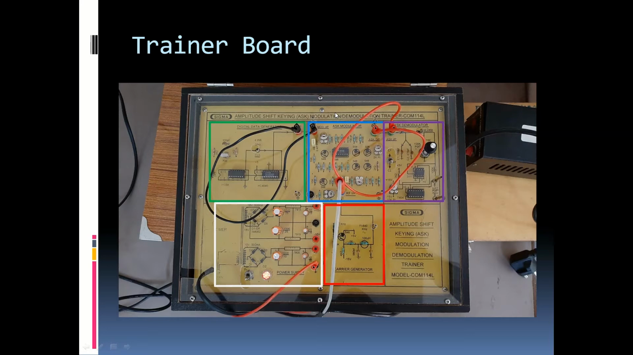Also, if we look at the other block, which is the carrier generator, it's a transistorized circuit which generates radio frequency in the range of 500 to 1000 kilohertz. It has been written 640 kilohertz, but it is possible to adjust it over 500 to 1000 kilohertz.